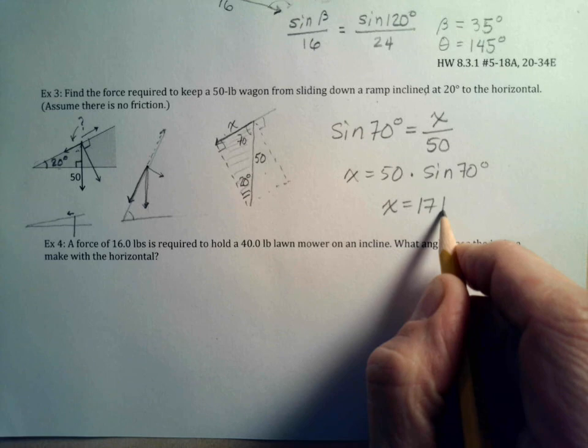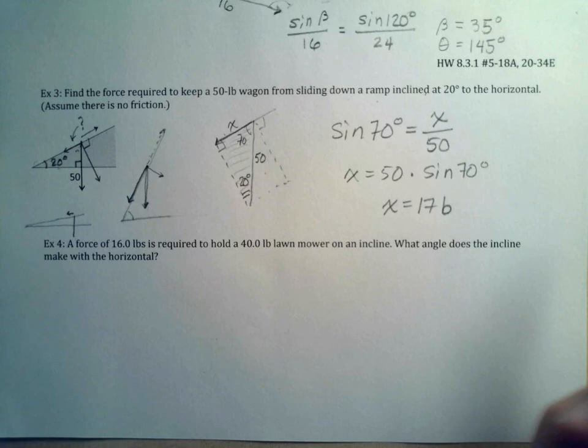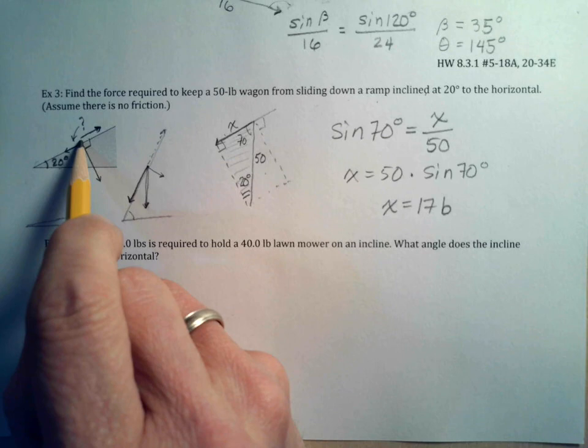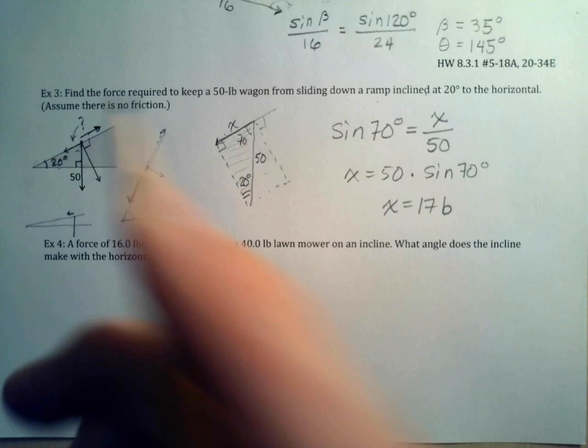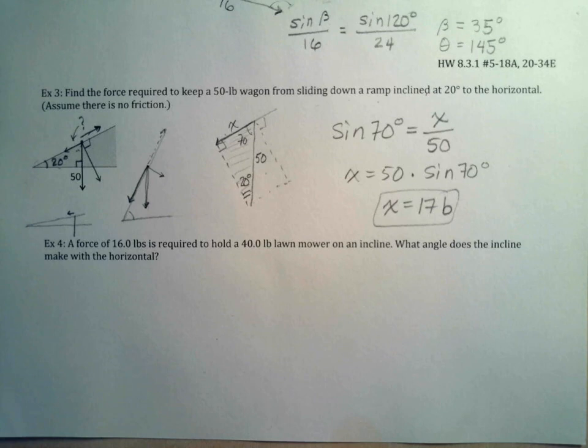All right, so the force required, and it's not asking about direction or anything like that, so the magnitude, so this force to hold that point in place from moving would be the equilibrant, which would be the opposite direction, but the same magnitude, so 17 pounds. All right, next one.